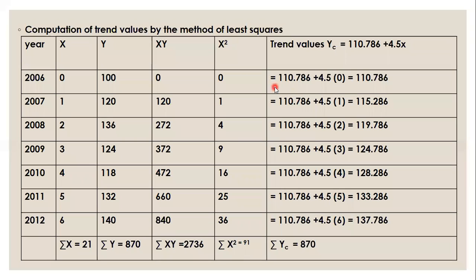Okay. Now calculate the values here. 110.786 plus 4.5 into 0 is 0. So you will again end up with 110.786. Next, if you do into 1, 110.786 plus 4.5, so 115.286. Points also will matter, so please be careful with that. Again, we are supposed to multiply 4.5 into 2, then add 110.786. Same thing happens with the others.